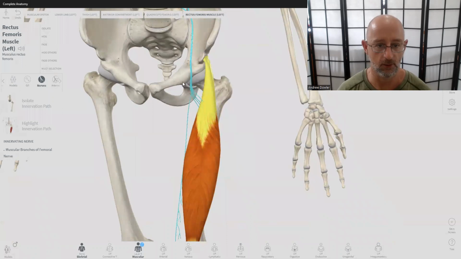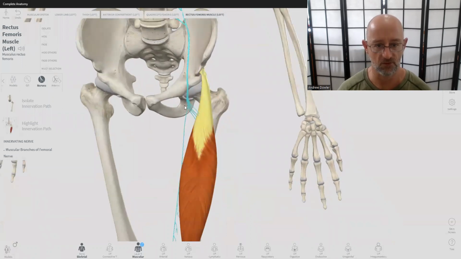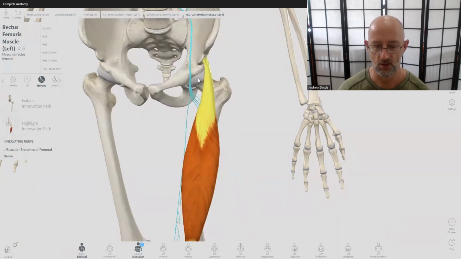So this area up here particularly is quite a sensitive area. Trigger points for the rectus femoris are actually up around these areas too. So this hip crease region is very, very sensitive, with lots of important structures in here.